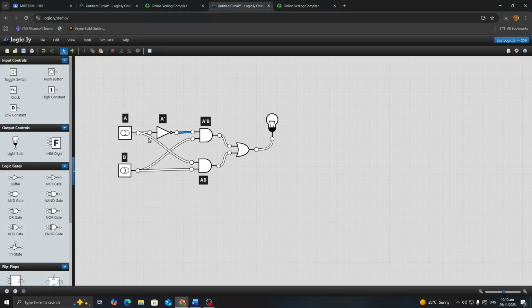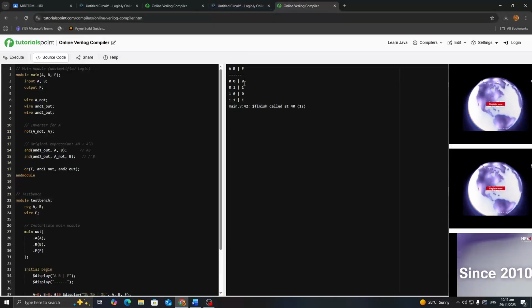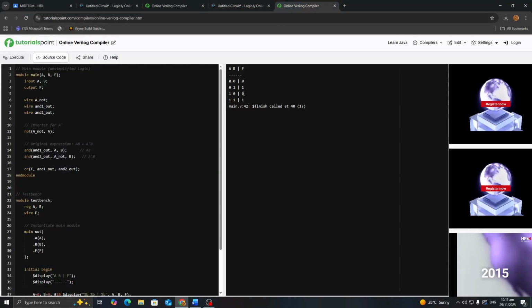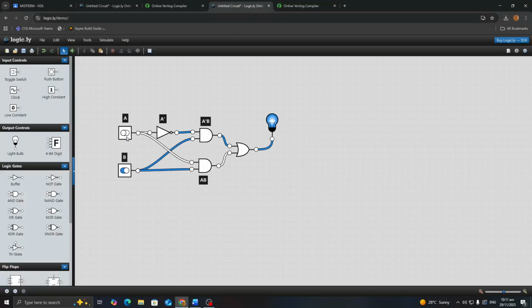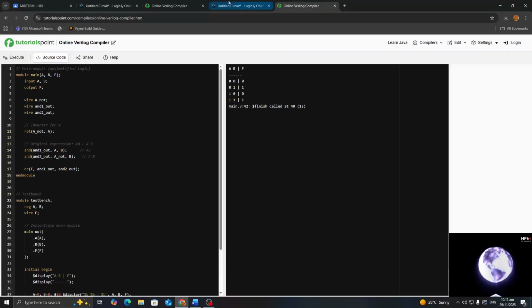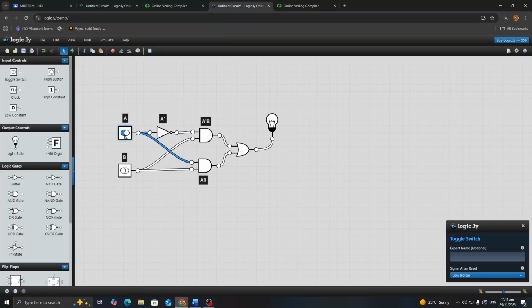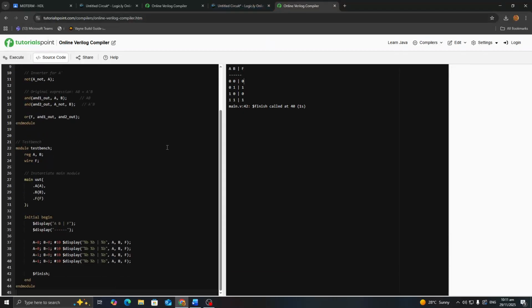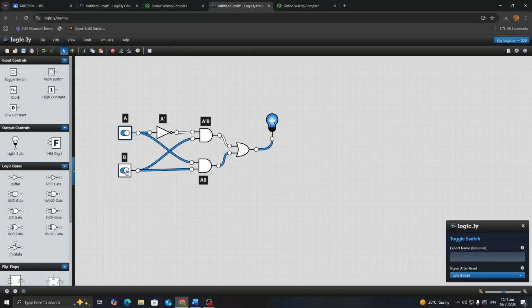Okay, so A is connected to not A and output to A, not A and B. Now let's check the table. 0 0 is 0, and 0 1 is 1. How about 1 1? Okay, 1 1 is 1, that's correct. And 1 0. Now, as we can see here, the logic circuit matches the Verilog code output, which means so far we've been successful from the first problem to the fourth problem.